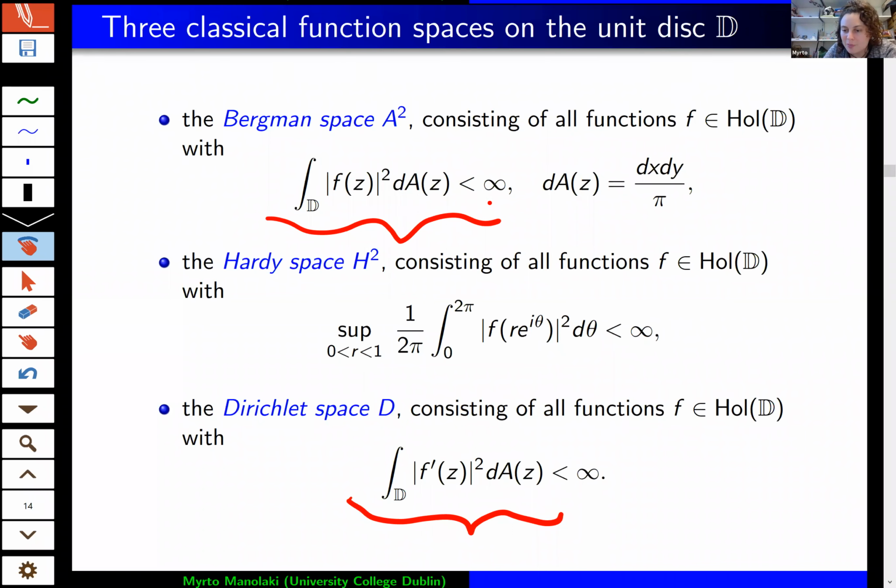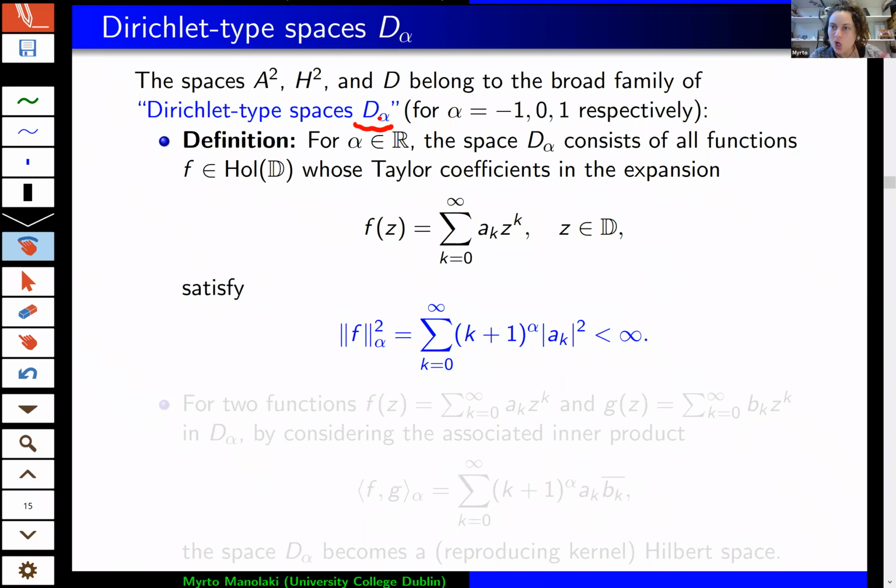And I write the definition, whose motivation comes from this Parseval's inequality that I mentioned. So imagine for a moment that we have the Hardy space. The Hardy space is the space of all holomorphic functions on the unit disk with the property that the series of the squares of the moduli of their Taylor coefficients is summable.